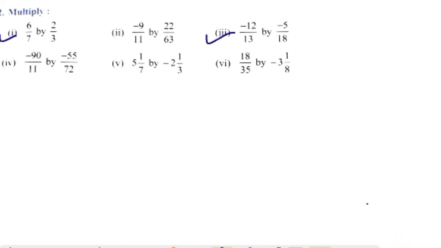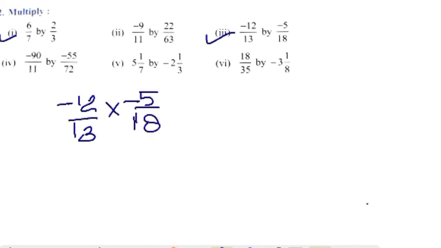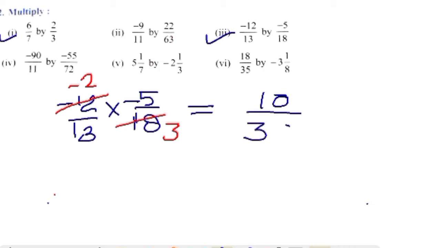Now look at the third part. Multiply minus 12 upon 13 by minus 5 upon 18. Check whether the numerator and denominator are divisible by any same number. Yes, this 12 and this 18 both are divisible by 6. 6 2s are 12 with minus sign, 6 3s are 18. Okay. Now in the numerator we have 5 2s are 10, minus minus plus, 13 3s are 39. So your answer is 10 upon 39.